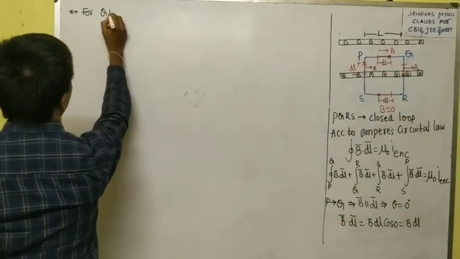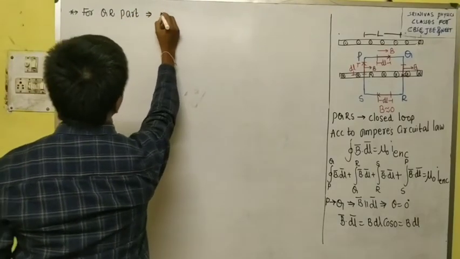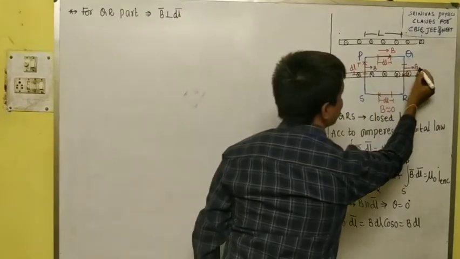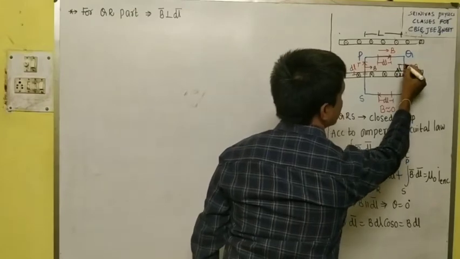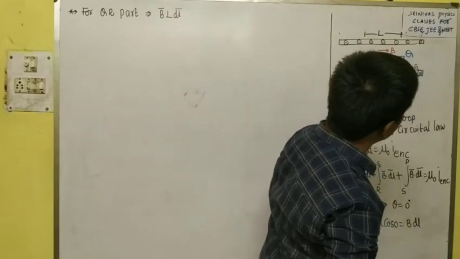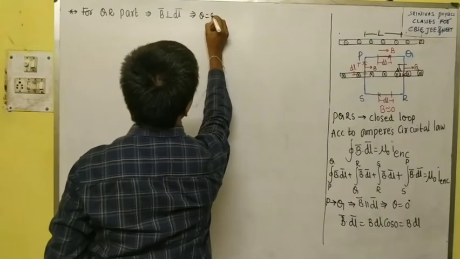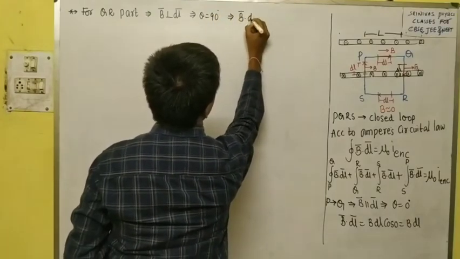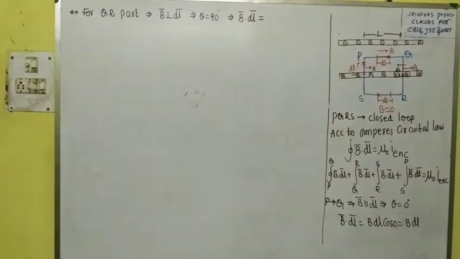For the QR part, you see B bar is perpendicular to dl bar. B bar is on the right side, and dl bar is like this. dl is a small part on QR, and that is downward. B is on the right side, so B bar is perpendicular to dl bar, then we get theta as 90 degrees. Then what about B bar dot dl bar? What will you get, tell me? B dl cos theta.